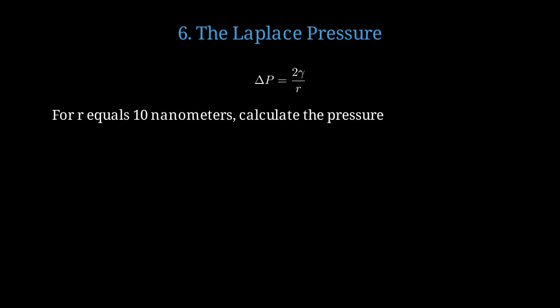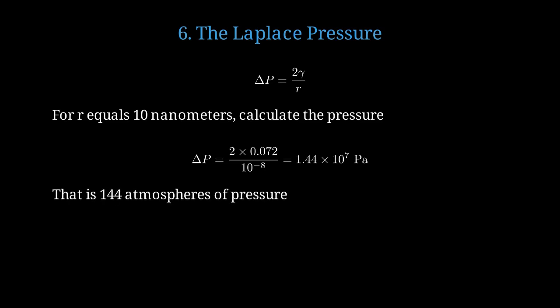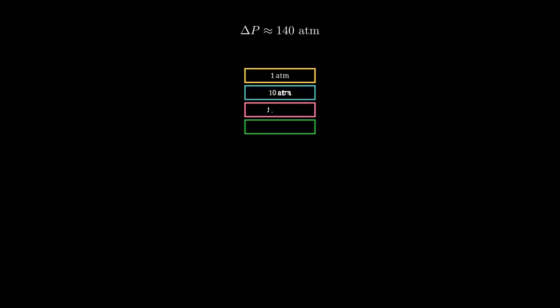We must also consider the classical Laplace pressure in curved interfaces. The Laplace pressure equals 2 times surface tension divided by radius. Let's calculate this for our 10 nanometer droplet. ΔP equals 2 times 0.072 divided by 10⁻⁸, giving 14.4 megapascals. That's 144 times atmospheric pressure, an enormous internal pressure. Approximately 140 atmospheres. This diagram shows the scale of pressure, from 1 atmosphere up to the extreme 140 atmospheres inside our nanodroplet.